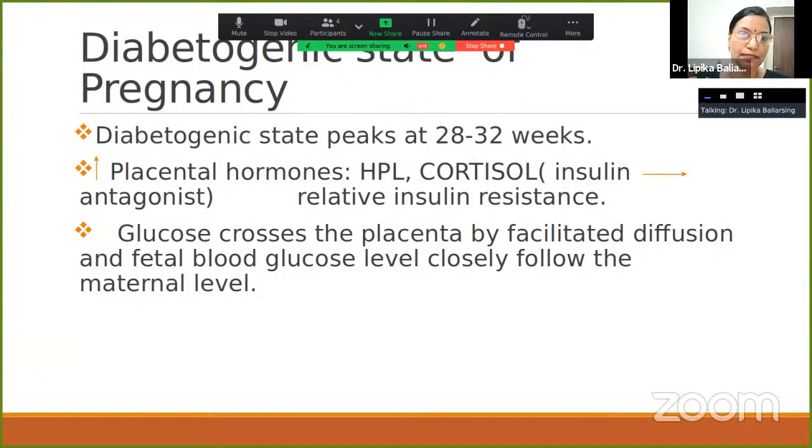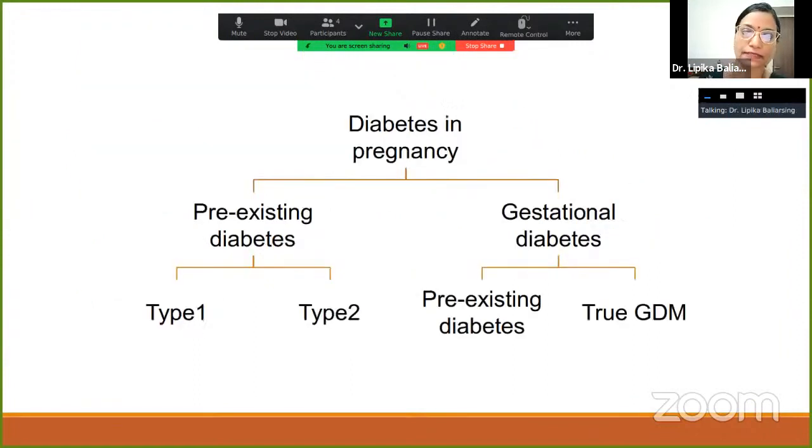As we know, the placenta becomes the biggest endocrine organ, and it secretes hormones like HPL and cortisol, which are insulin antagonists, and that gives rise to relative insulin resistance. As we know, glucose crosses the placenta, which induces hyperglycemia in the mother, hyperinsulinemia in the child, and hypoglycemia in the child, leading to various changes in organogenesis.